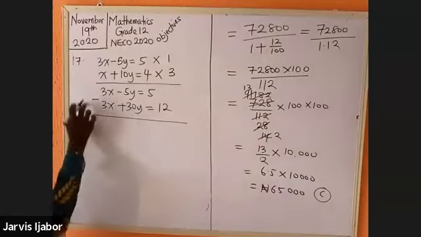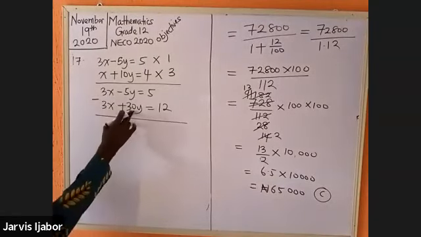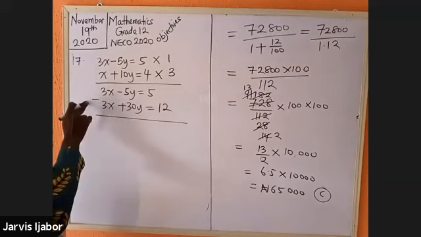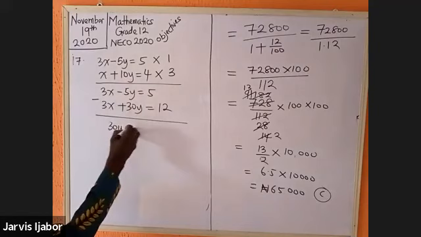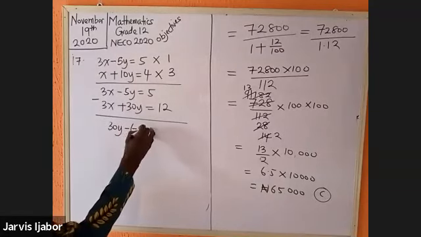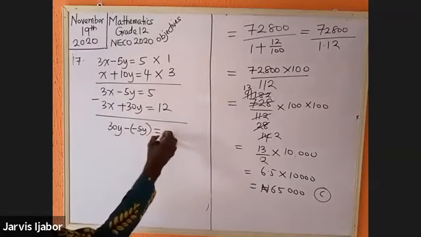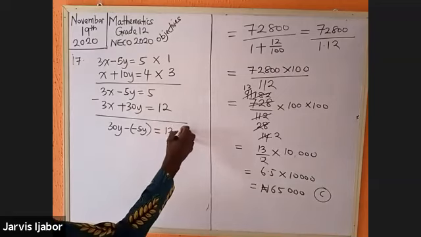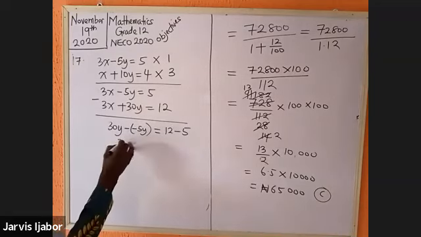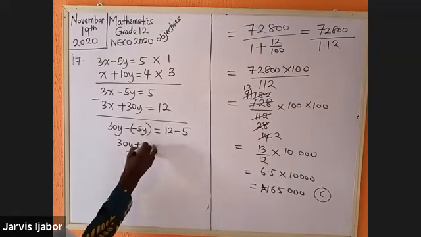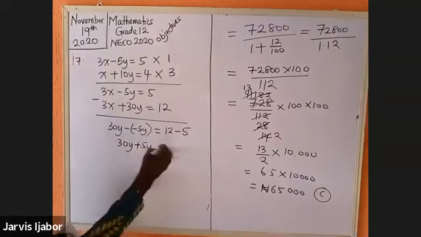Now, this minus this will give me 0. 30y minus 5 will be like saying 30y minus 5y. So you can see what I'm doing. It's equal to 12 minus what? 5. This will give me what? 30y minus 5y equal to 7.